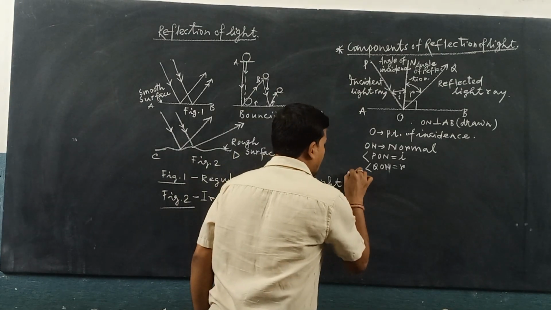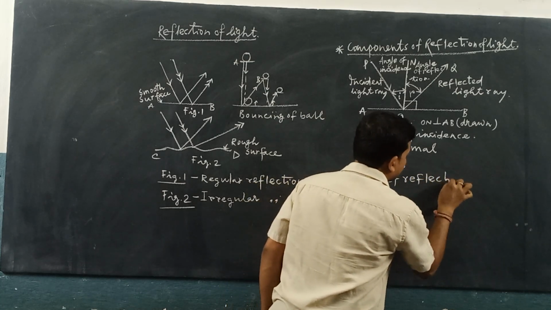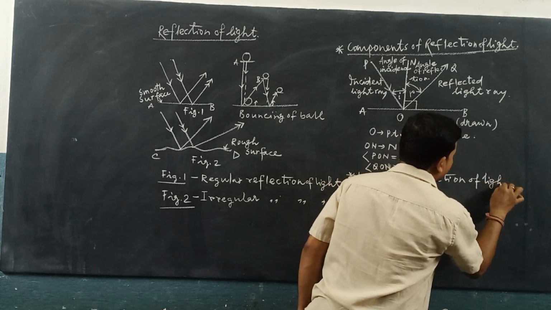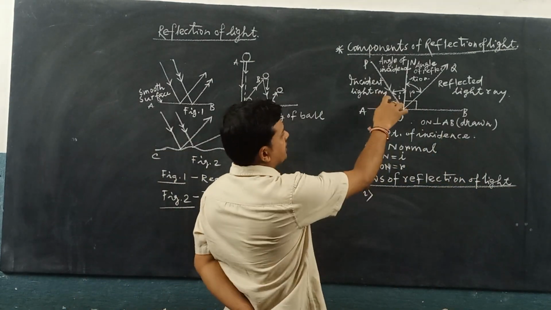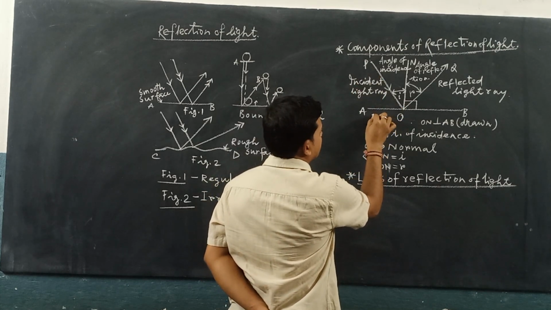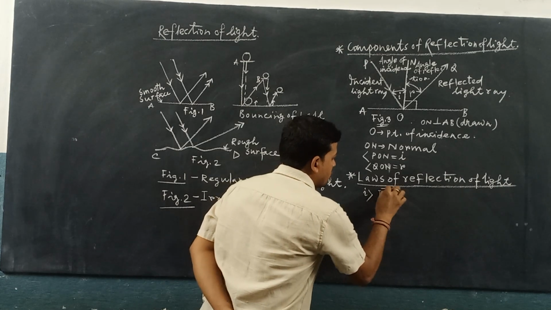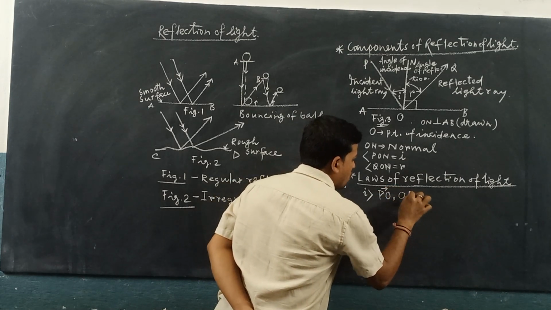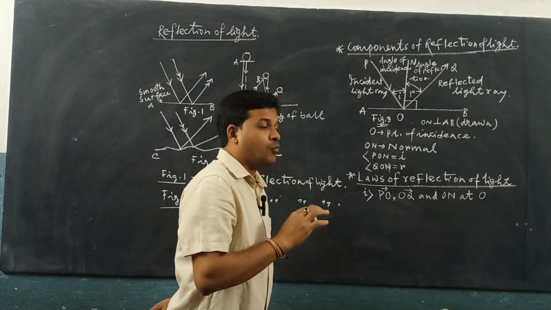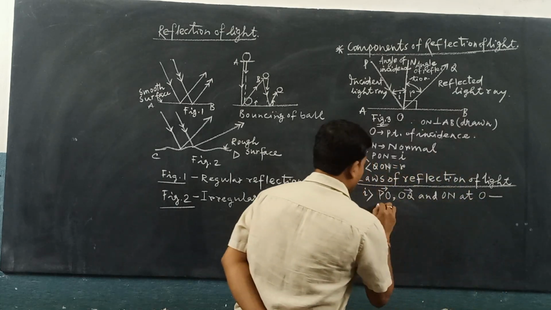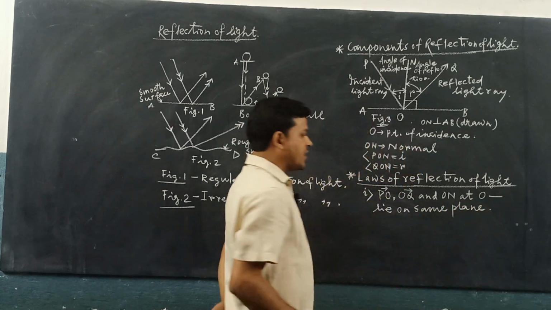And in this case, there are particular laws of reflection of light. The laws of reflection of light state that, number one, according to figure number 3, the incident light ray PO, the reflected light ray OQ, and the normal ON at O, the point of incidence, lie on the same plane. That means they are coplanar.